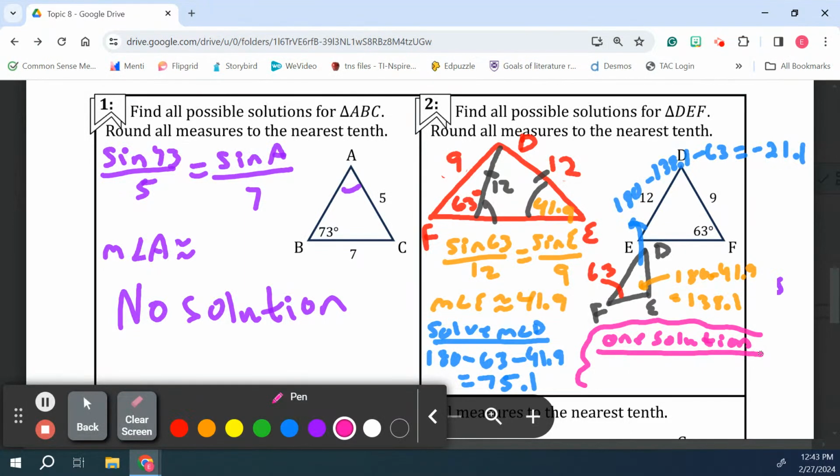Am I rounding to the first or second decimal? First is fine. So we're going to find right here, this triangle doesn't exist. This triangle does though, and we know the measure of angle D is 75.1. So we're going to use again the sine of 63 over 12 equals the sine of 75.1 over little d. I'm a little confused.